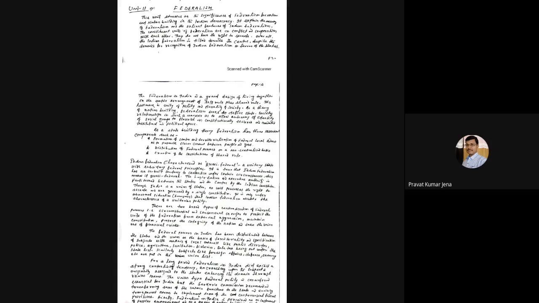quasi federal. Now the three essential components are: number one, formulation of states and territorialization of federal local administration to promote close contact between people and government.